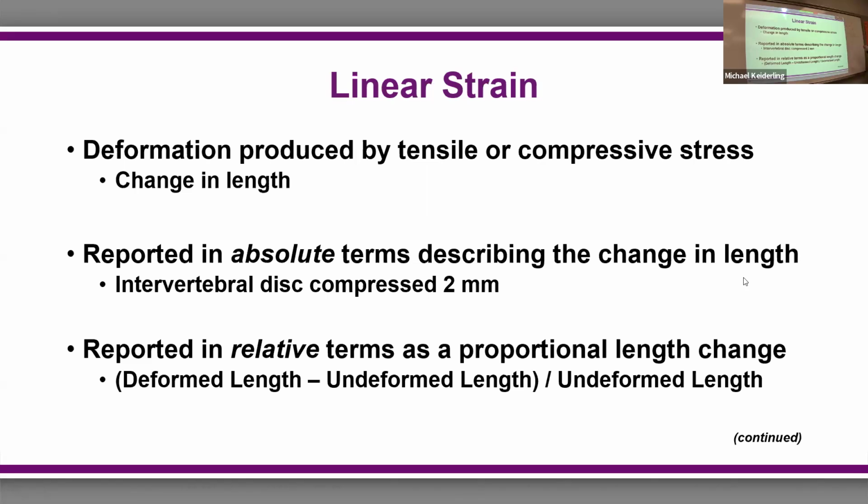So linear strain is deformation produced by tensile or compressive stress. It's tied to change in length. It's reported in absolute terms by describing the change in length. Yeah, the intervertebral disc compressed by 2 millimeters. But in general, you're interested in the relative strain, and the formulas use the relative effect. So it's reported in relative terms as a proportion of the length change, because then you can talk about it as a property of the material under that stress.